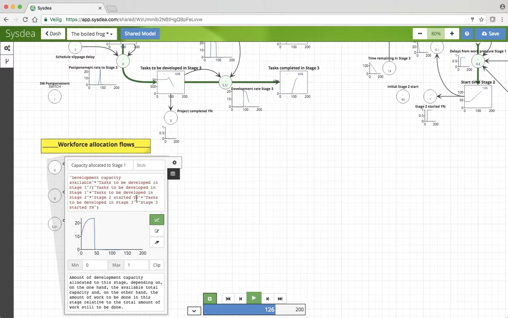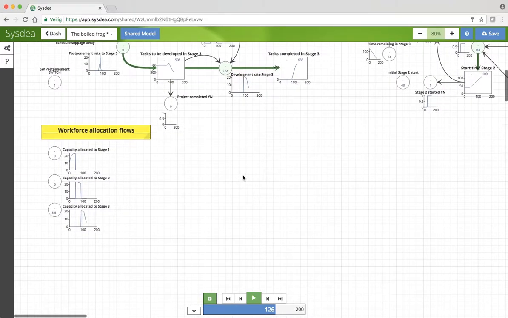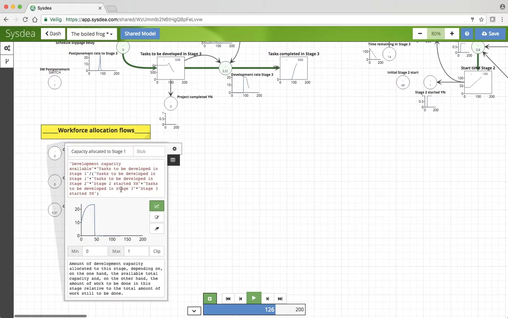With a but, because the but is that if a stage has not yet started, and we have a boolean up here, which you may recall from here, that says stage 2 started, yes, no. If that stage has not yet started, well, then we don't need any resources for that. So in this formula, you see that as long as stage 2 and stage 3 haven't started, really all the development capacity goes to stage 1, just as you would like it.